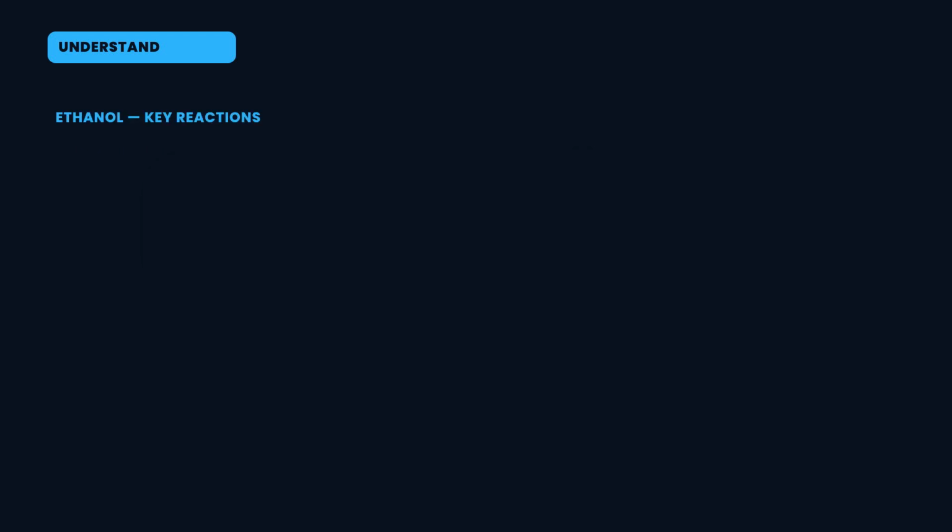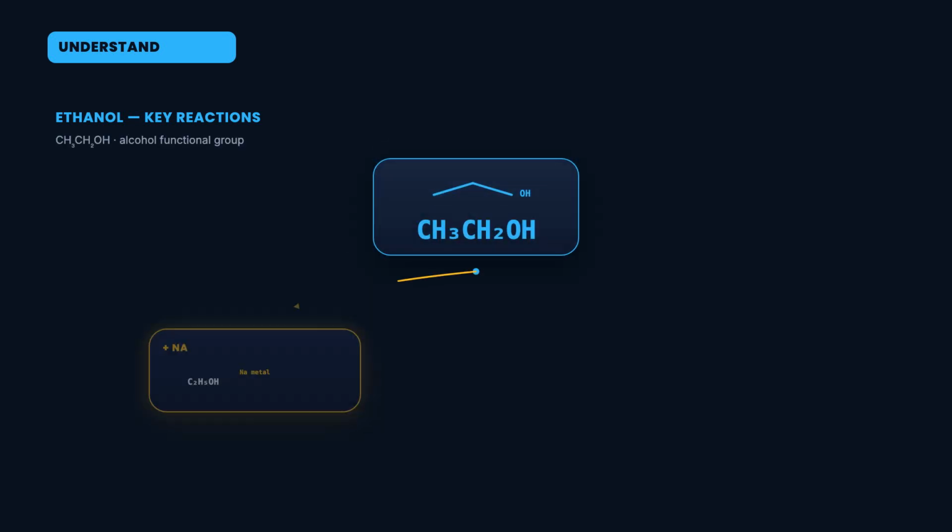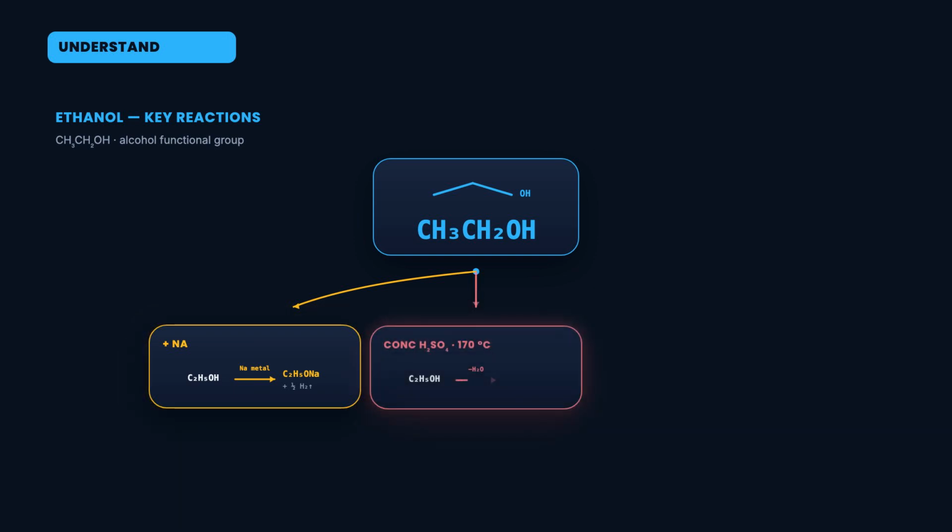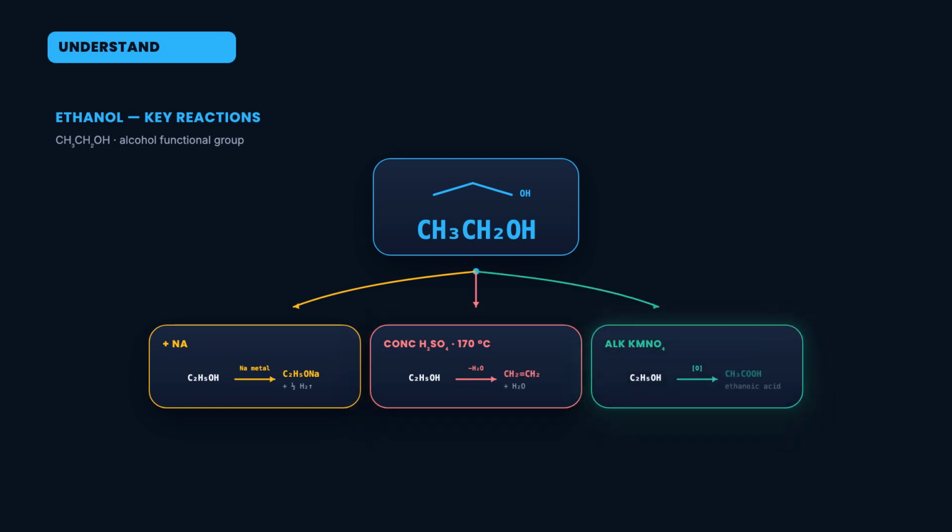Ethanol, the alcohol in industrial use. 3 reactions to remember. With sodium, it gives sodium ethoxide and hydrogen gas. With heat and acid, it dehydrates to ethene. And with an oxidizing agent like alkaline potassium permanganate, it oxidizes to ethanoic acid.